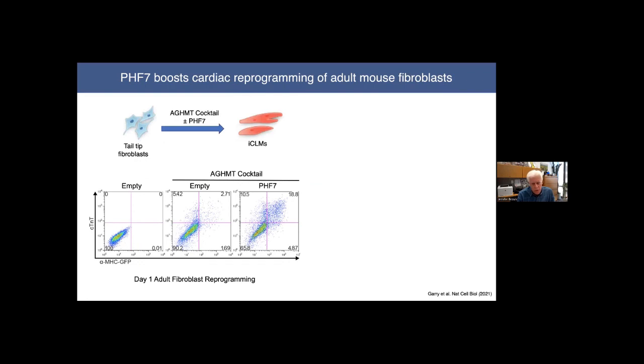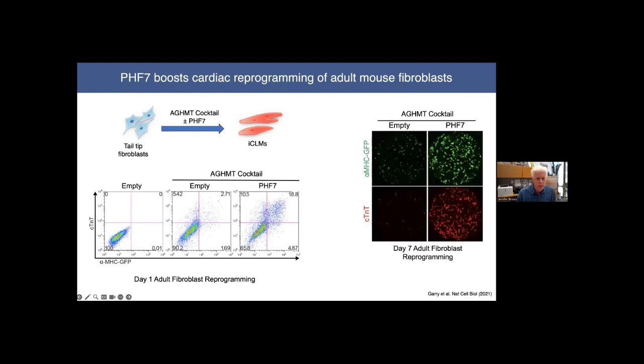So this is one example in which we tested the effects of PHF7 on cardiac reprogramming, again, in the presence of our initially optimum cardiac cocktail of 5-component cocktail, shown here as AGHMT. And one of the things that stood out to us early on was that in the presence of PHF7, the reprogramming of the most resistant type of cell that we or others had identified, the adult fibroblasts, was accelerated. So typically, it takes about 7 days for adult fibroblasts in the presence of various reprogramming factors to begin to acquire a cardiac fate. But when PHF7 was added to the mix, this was accelerated such that even at 1 day after addition of PHF7, here you can see on a FACS plot, 20% of the fibroblasts were converted into a cardiac phenotype as marked by cardiac troponin T and alpha MHC GFP.